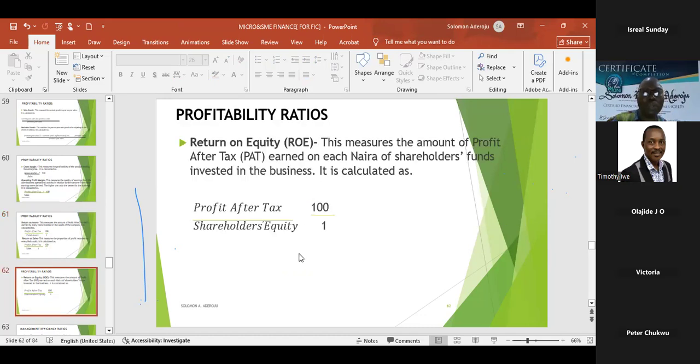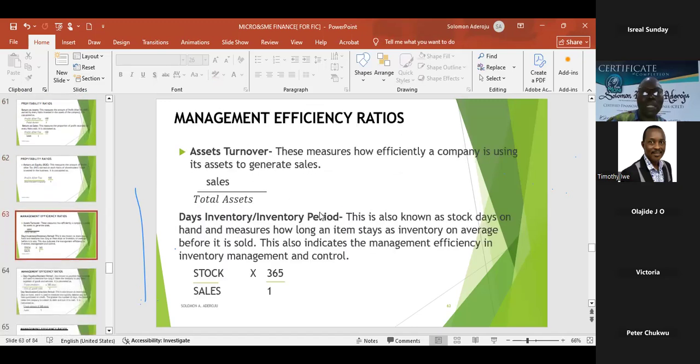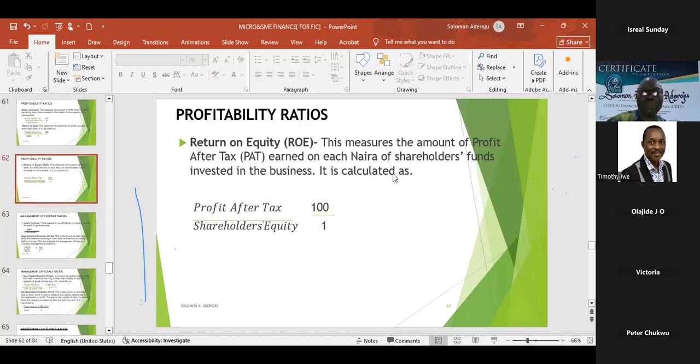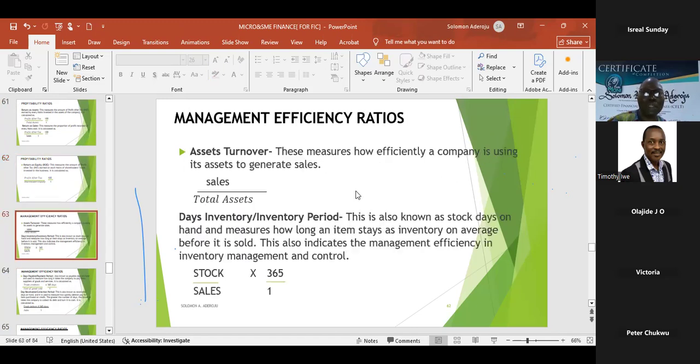Then we also have return on equity. We want to see whether the equity providers are getting good returns on their money. Otherwise, they will lose confidence in that company. So you have to really look at return on equity, the amount of profit earned by each naira the shareholders' fund invested in the business. So we must look at that.